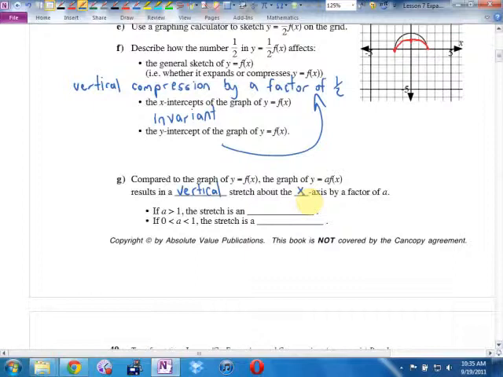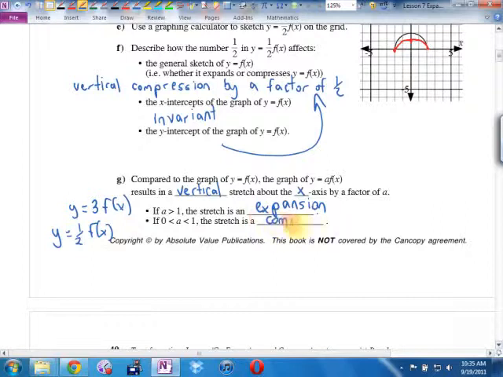And if this number here is bigger than 1, for example, y equals 3 f of x, then you have an expansion. And if the number sitting where the a is between 0 and 1, a fraction, for example, y equals 1/2 f of x, then you have a compression.